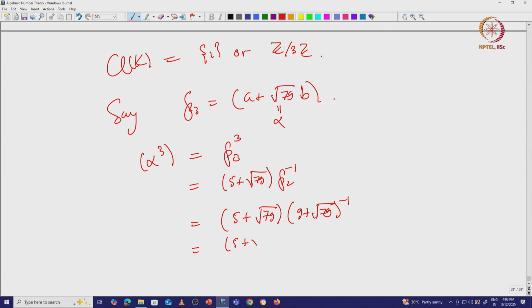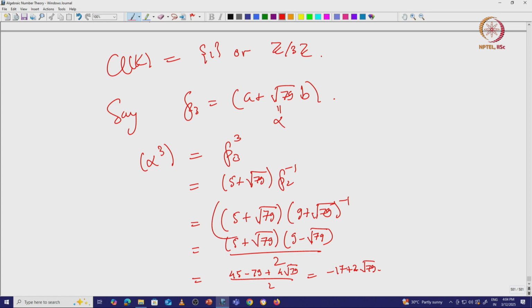If you compute what this thing is, let me do this. So, 5 plus square root of 79 into 9 minus square root of 79 by 81 minus 79, which is 2. If you do this, you get 45 minus 79 plus 4 times 79 by 2, which is minus 29 plus 5, that is 34. So, minus 17 plus 2 times square root of 79. So, it is in the ring of integers as you would expect it to be.